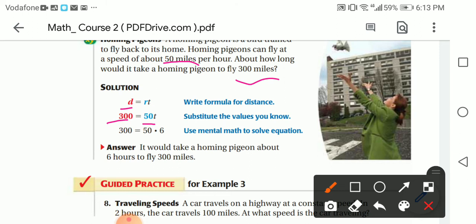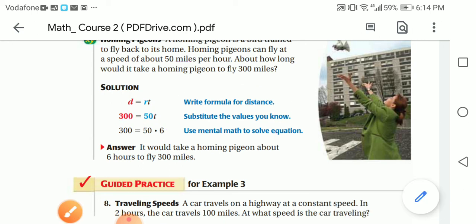300. Use mental math to solve the equation. I can just divide using calculations, but I can use mental math. 300 equals 50 times what? This is the question I ask myself. 300 equals 50 times what for t, the time? Yeah, times 6, without doing 300 divided by 50. This is using mental math to solve equations. It would take a homing pigeon about 6 hours to fly 300 miles. Okay, is it easy?